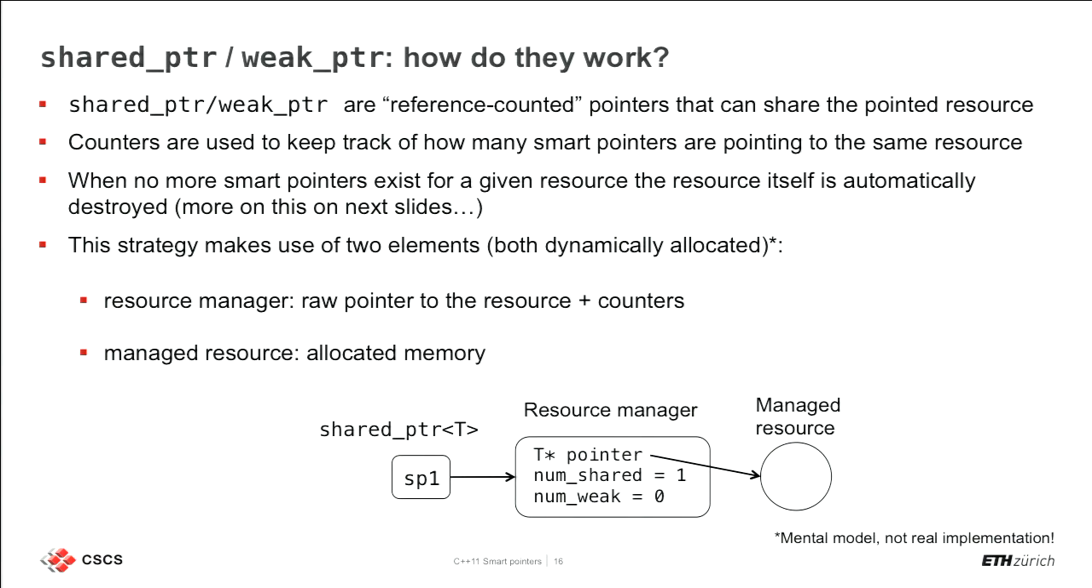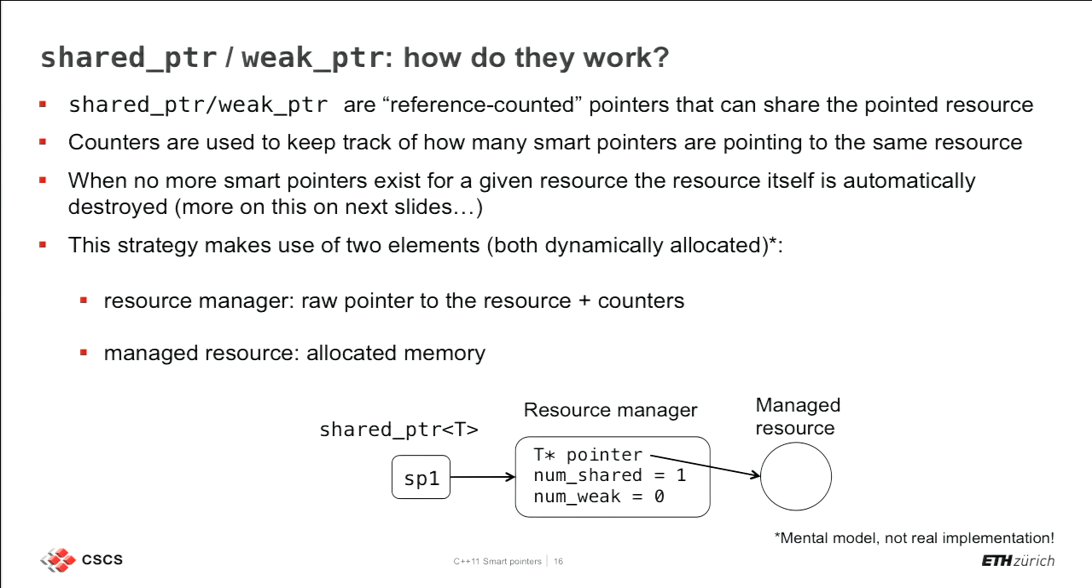The idea is that a shared pointer and weak pointer are the so-called reference counted pointers. It means that when you create a smart pointer, which can be a shared or a weak pointer, you're not only allocating a memory resource on the heap, but you're also creating another object which contains the information about the current status of that memory location.